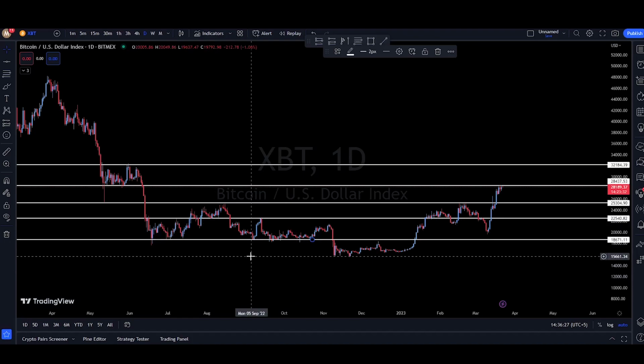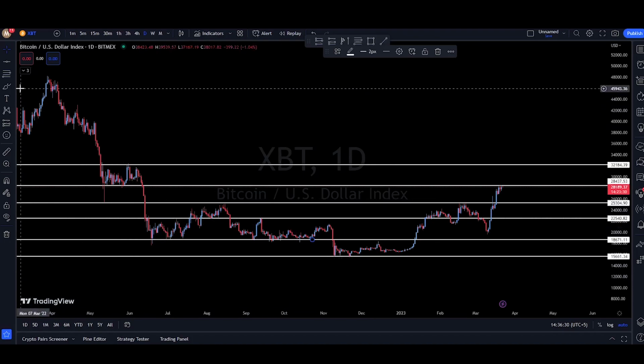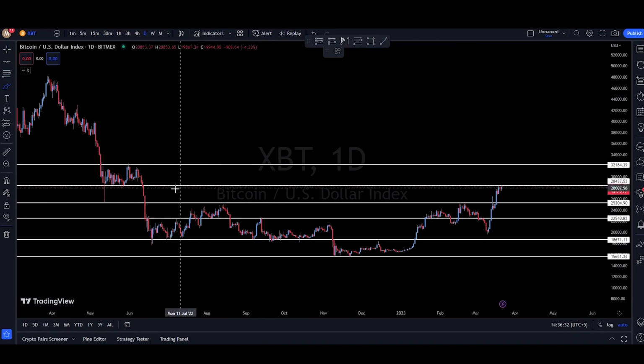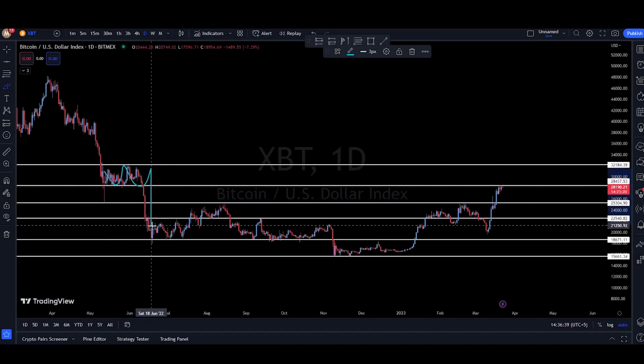So, there you have it. Identifying support and resistance levels in a chart is an essential skill for any trader. By using swing highs and lows, along with other technical indicators, you can identify key price levels that can help you make informed trading decisions.